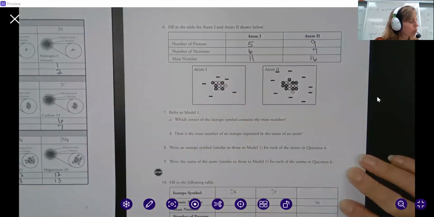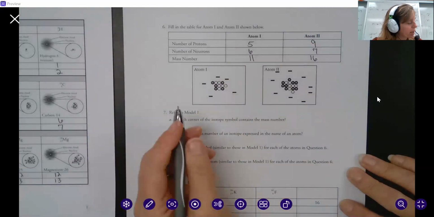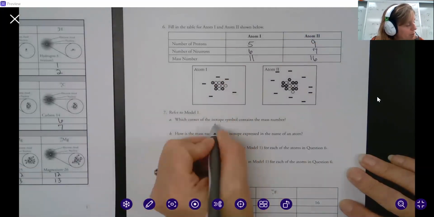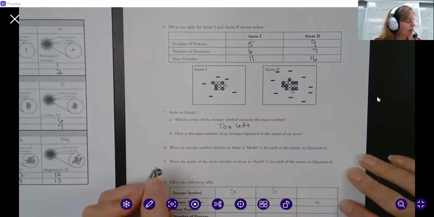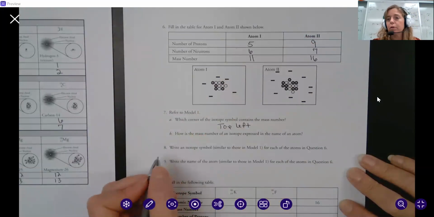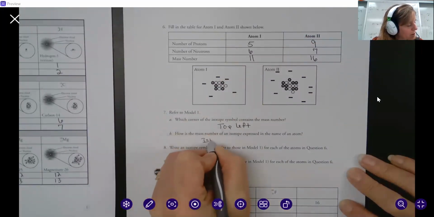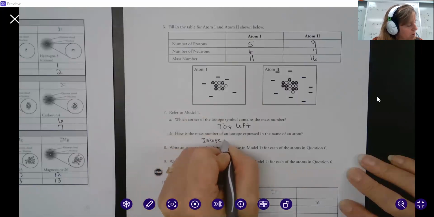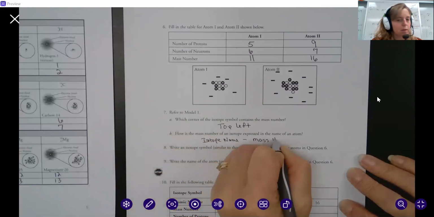Which corner of the isotope symbol contains the mass number? Well, if we refer to our model over here, the mass number is at the top left. How is the mass number of an isotope expressed in the name of the atom? So if you're doing the isotope name, you would say the isotope name, a dash, and then you write the mass number.